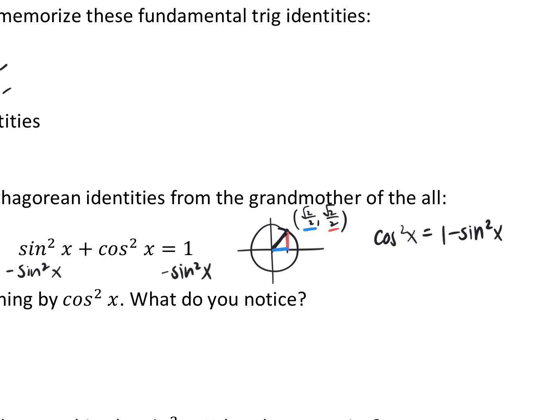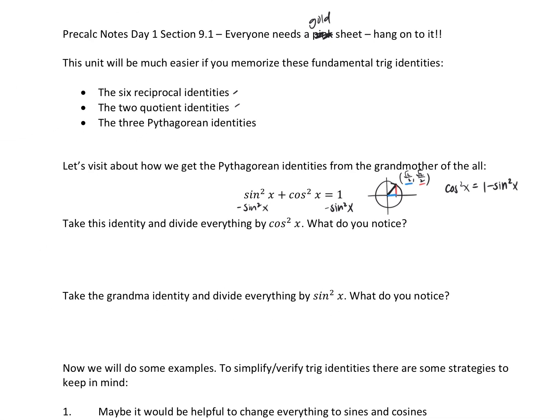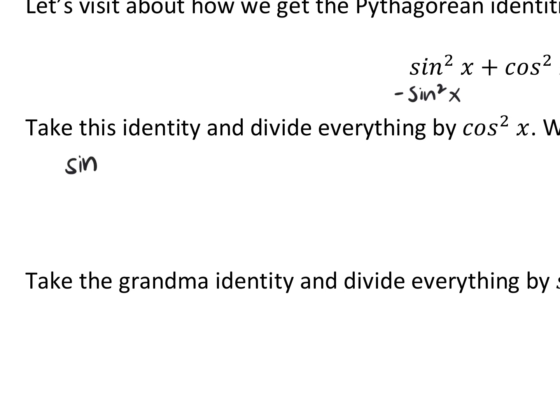Okay, so to get number 10 and number 11 on your gold sheet, what we can do is take, Miss Daughtry calls this the grandma identity, okay? The grandma identity, take the sine squared, cosine squared equals 1. If we divide it by cosine squared of x, we're going to end up getting this second function there, number 10 on the gold sheet, sorry. So let's go ahead and do that. I've got sine squared of x plus cosine squared of x is equal to 1. And I'm going to divide all of this by cosine squared of x.